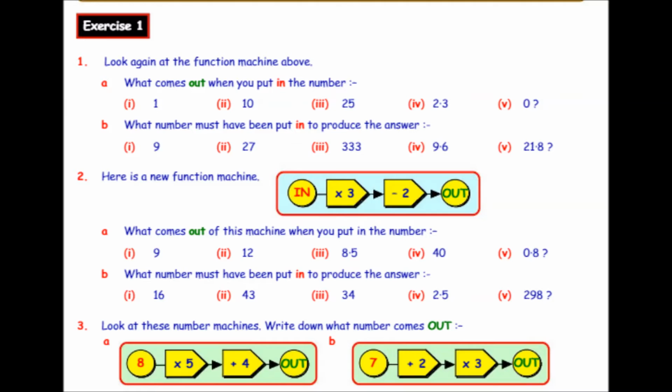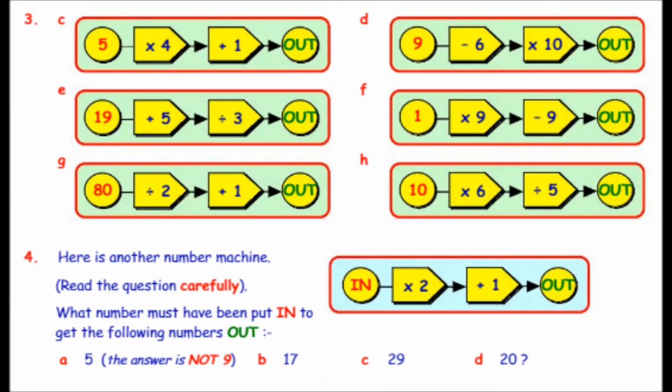Question 3. Oh, that question 3 continues over the page. Sorry, I got confused. Again, question 4, it tells you to read the question carefully. Read the question out loud to yourself. And all the way through, these are different function machines.